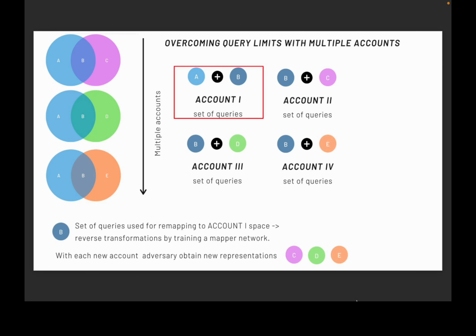An even smarter, adaptive attacker can still try to execute a Sybil attack. To use representations from different accounts, transformed with different transformations, the attacker must find a way to map the representations for one account into the representation space of another account. For example, an attacker may try to train a mapping neural network. For this strategy to work, each account must share a common set of queries that will be used to train the mapper. Here, this set is depicted as B, and the queries unique for each account are depicted as A, C, D, and E.